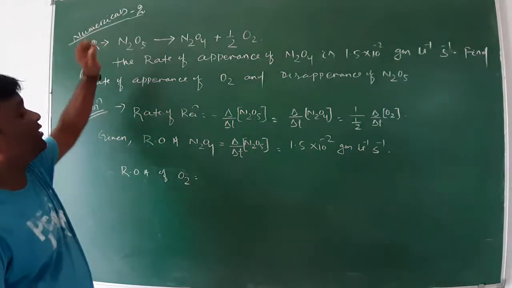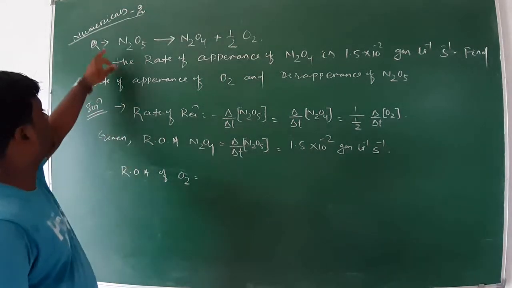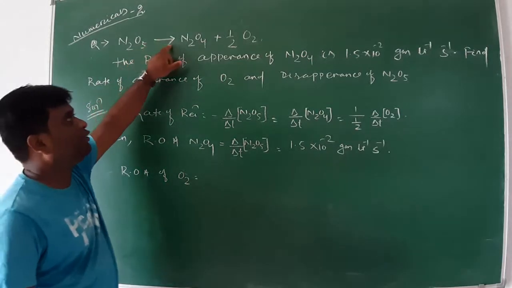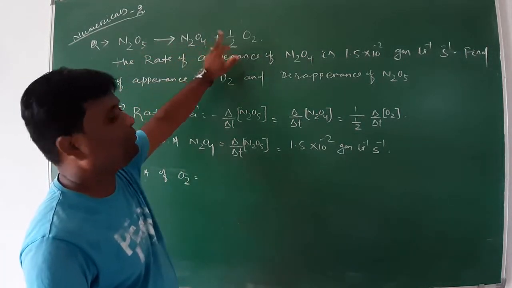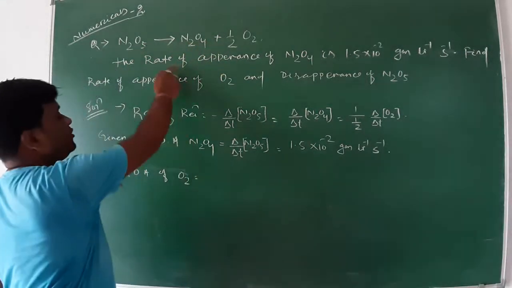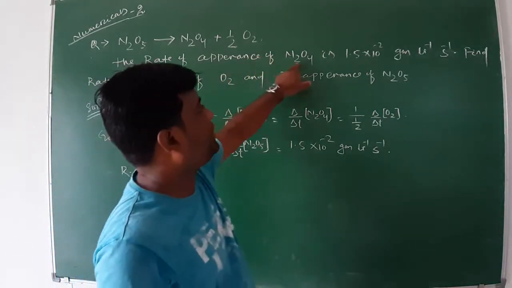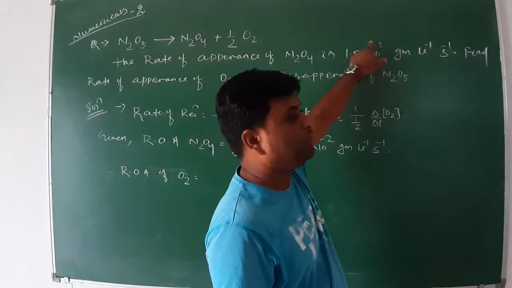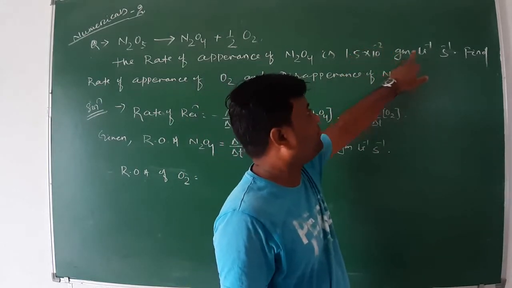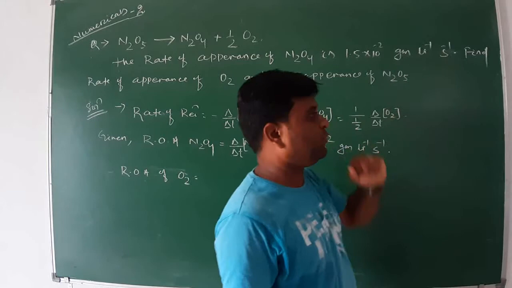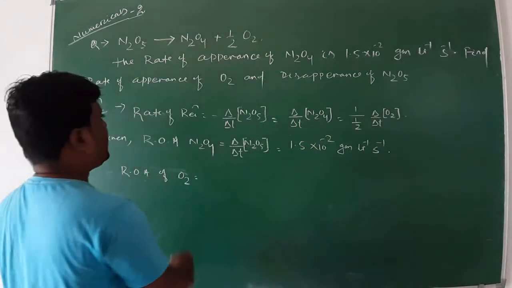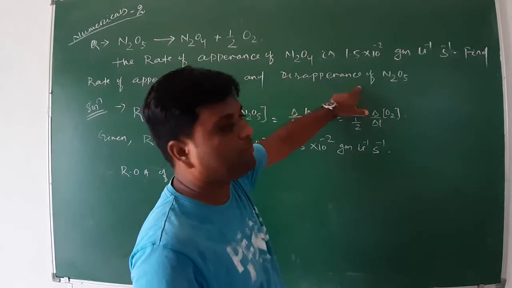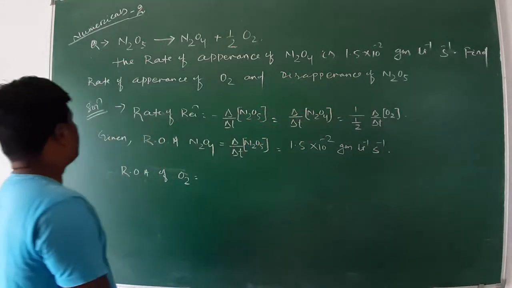Now come to another numerical. The question is: N2O5 decomposes to N2O4 plus half O2. The rate of appearance of N2O4 is 1.5 into 10 to the power minus 2 gram per liter per second. Find the rate of appearance of O2 and the disappearance of N2O5. So now come to the solution.